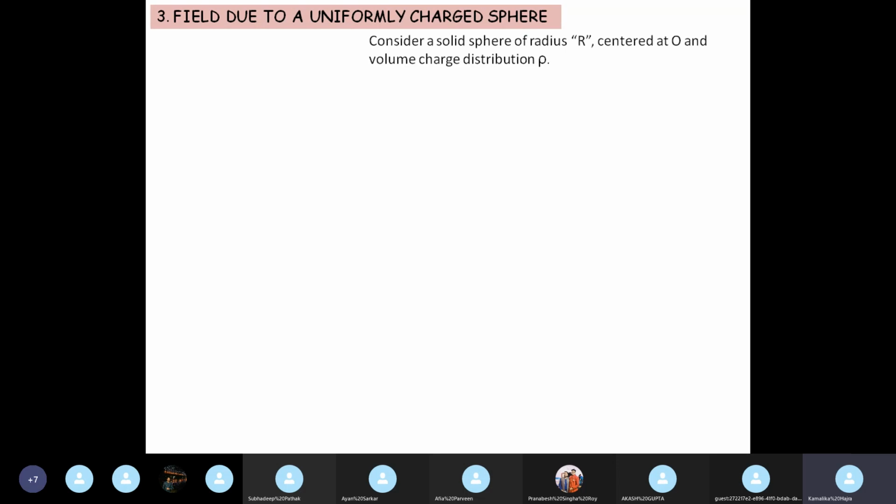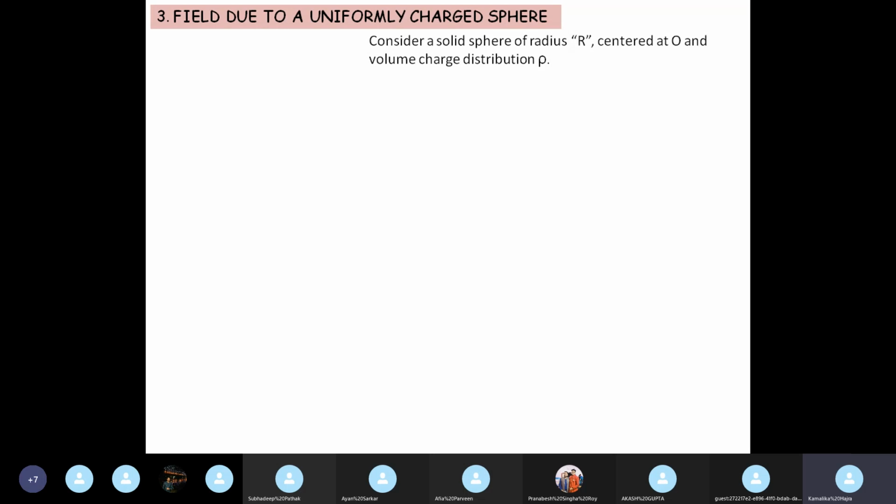So we consider a solid sphere which has a radius capital R, its center is at O, and it has a volume charge distribution rho. Since it is a solid sphere, now you have to talk in terms of volume charge distribution. This is one more thing that you need to remember.